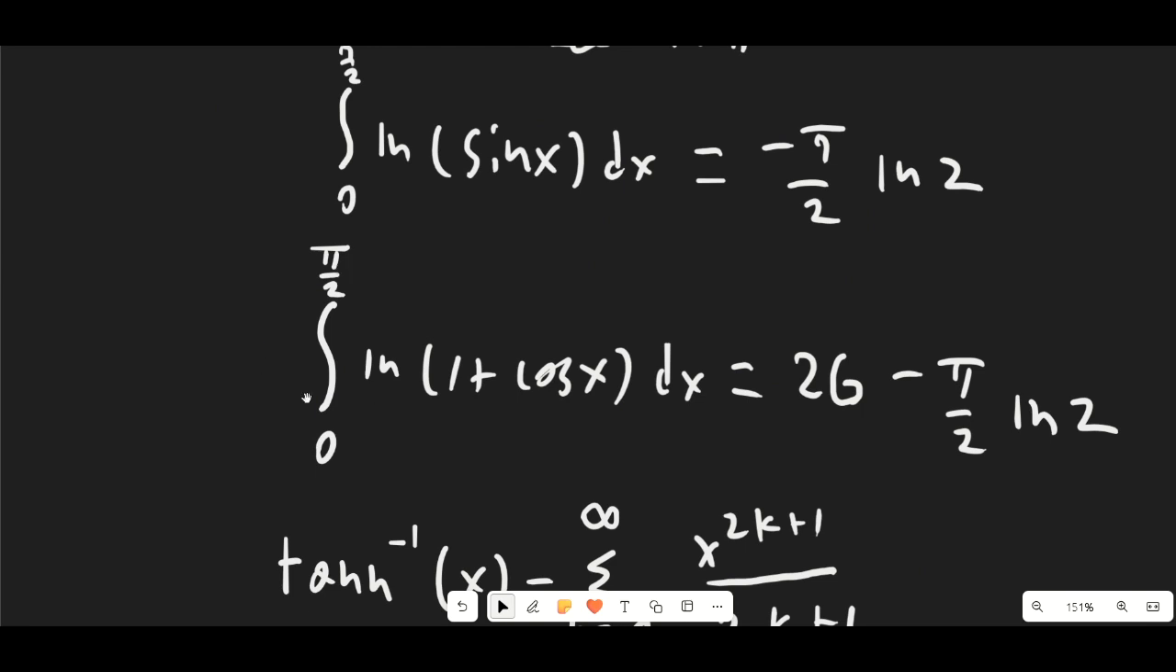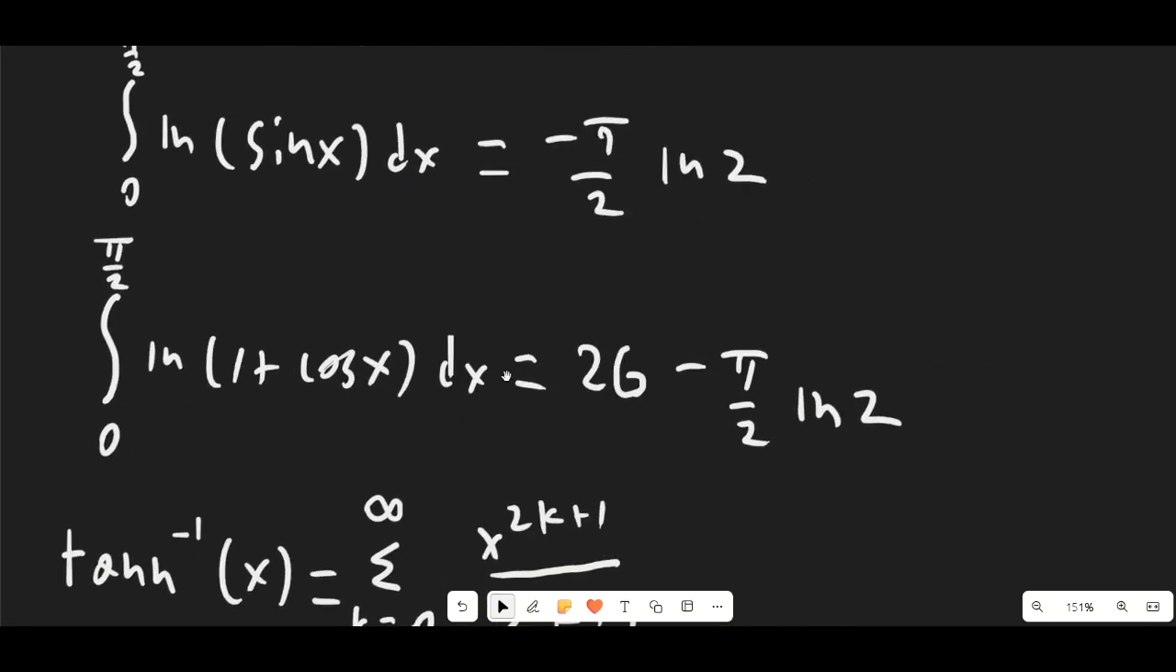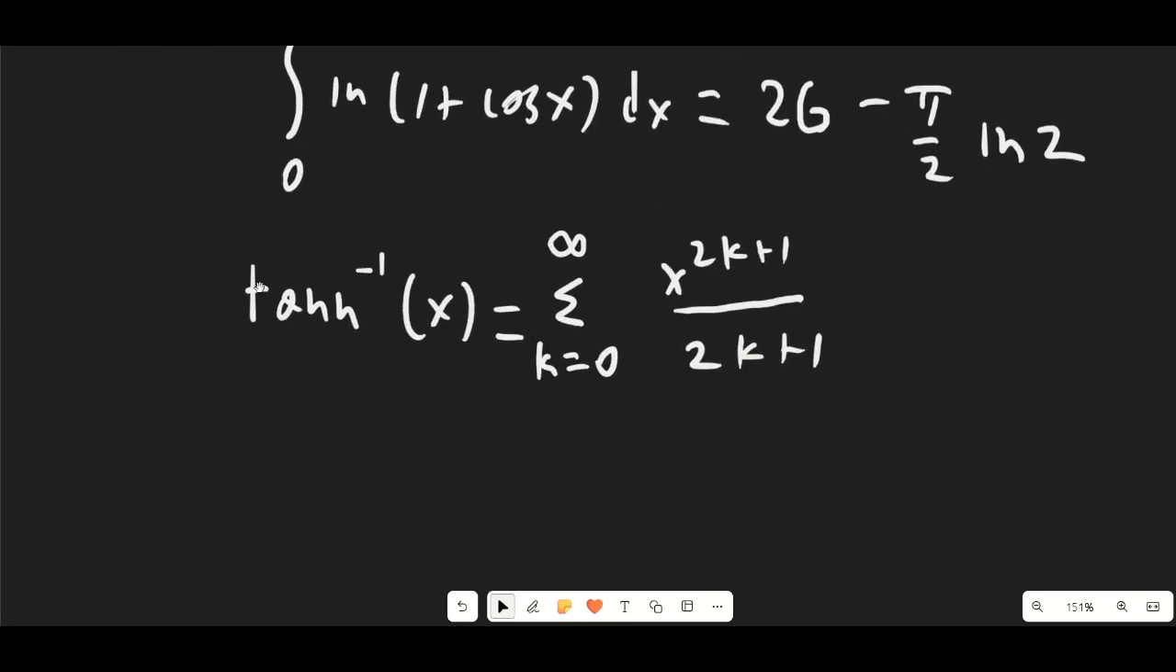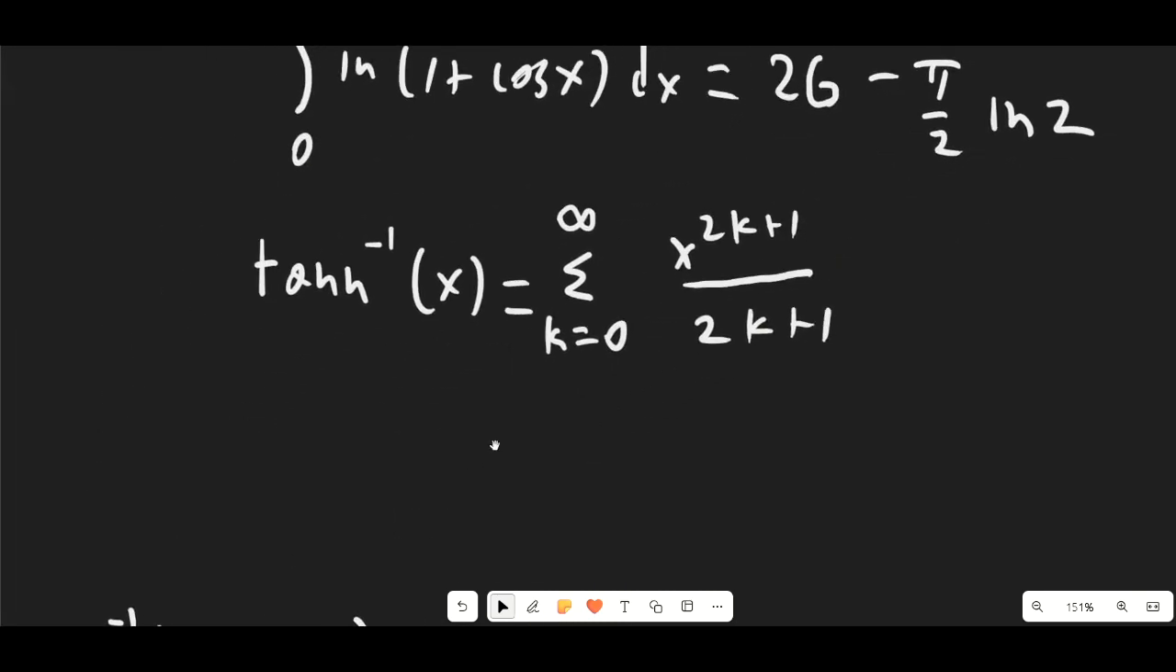We also have the integral from 0 to pi over 2 of natural log of 1 plus cosine x dx, which is equal to 2G minus pi over 2 ln 2, where G is Catalan's constant, and this is something we've also proved in prior videos. Then we have the power series for inverse hyperbolic tangent of x, which is just equal to the sum from k equals 0 to infinity of x to the 2k plus 1 over 2k plus 1, and the way to derive this is to just use the fact that inverse hyperbolic tangent of x is equal to the integral from 0 to x of 1 over 1 minus t squared dt, and just apply power series. So that's how you would derive that.